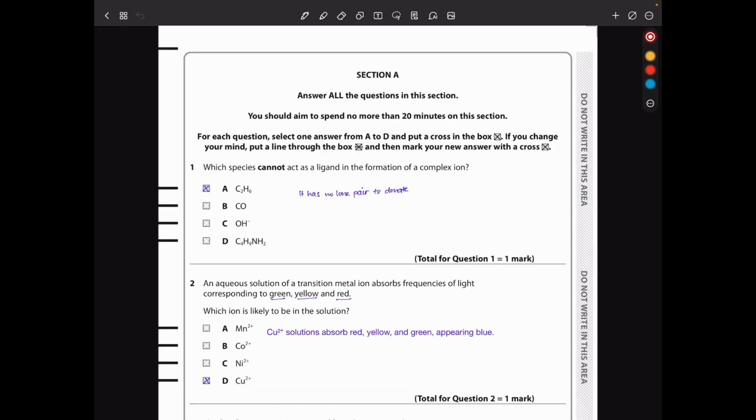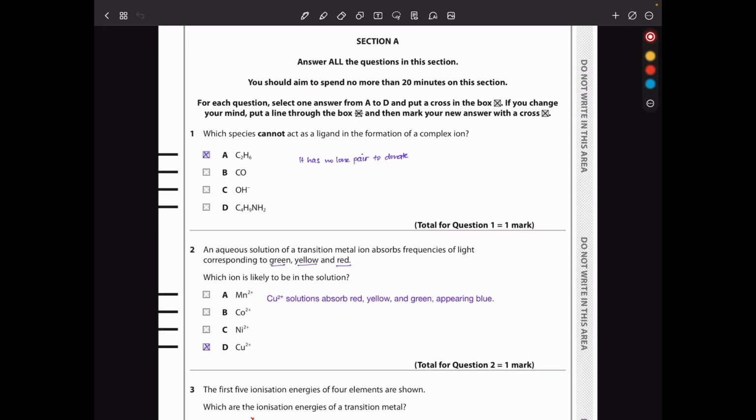In question 1, which species cannot act as a ligand in the formation of a complex ion? To be a ligand, it should have a lone pair. And of course, this one has a lone pair, this has a lone pair, there is a lone pair on nitrogen, but here there isn't, so A should be the answer. There is no lone pair to be donated in a dative covalent bond.